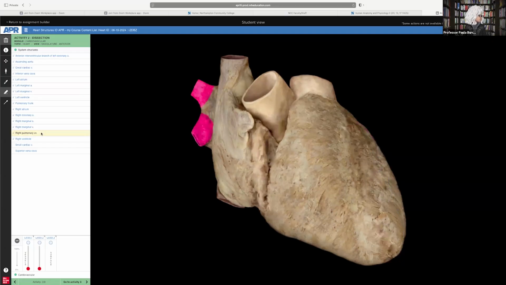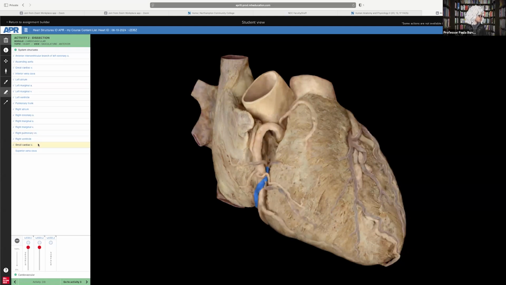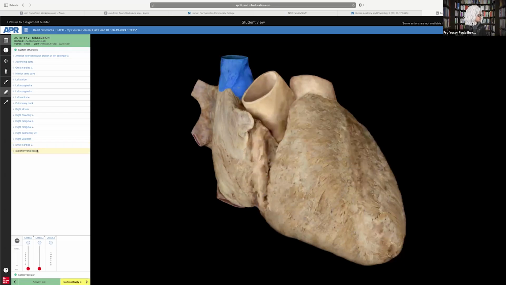These are your right pulmonary veins. Again, they're red because they are returning blood back from the lungs where gas exchange has occurred. You're going to have two from the right lungs and two from the left. On the right lateral surface, you're going to have a small cardiac vein. And this is looking at the superior vena cava.